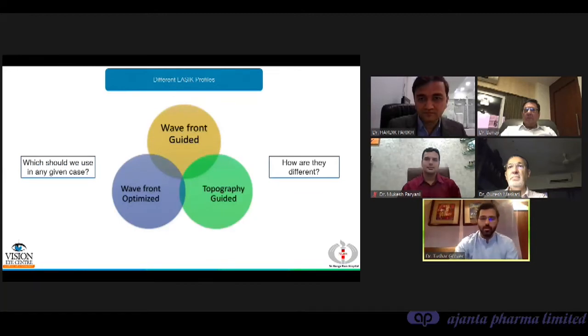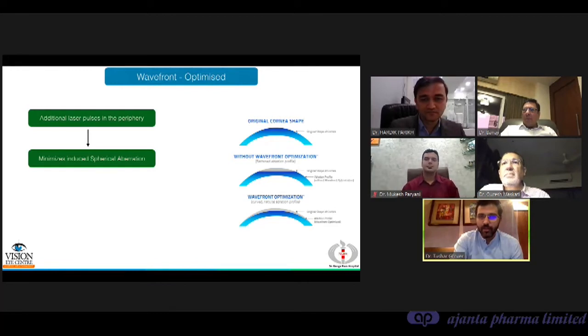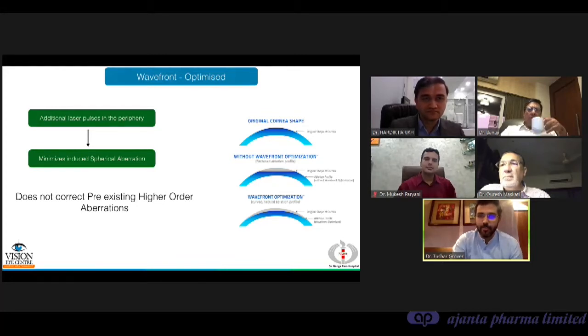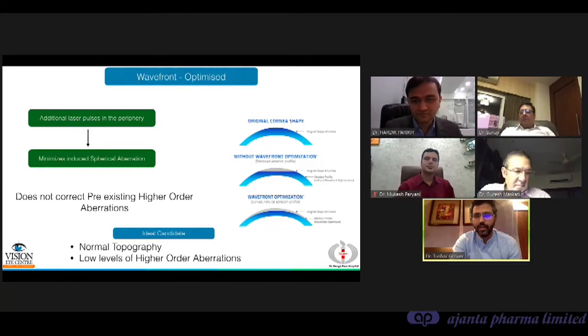So first I'll talk about the Wavefront Optimized approach. So what happens here is basically there are additional laser pulses that are being given in the periphery to counter the inadequate ablation that is happening there. So this leads to the minimization of the spherical aberrations that are being induced. What is important here, though, is that this particular technology is not measuring the pre-existing aberrations and not correcting those aberrations that exist in the eye preoperatively. So this procedure is ideal and works pretty well in somebody who has a normal topography and has otherwise low levels of higher order aberrations, because there is no need to really correct the higher order aberrations in an individual with an otherwise normal eye.